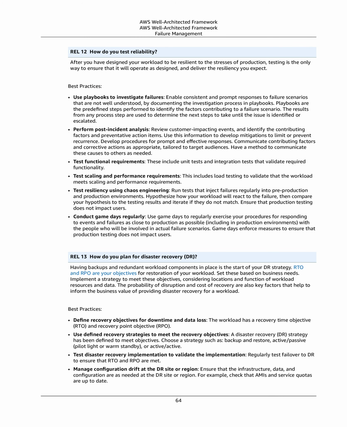Rel 12: How do you test reliability? After you have designed your workload to be resilient to the stresses of production, testing is the only way to ensure that it will operate as designed, and deliver the resiliency you expect. Best practices: use playbooks to investigate failures. Enable consistent and prompt responses to failure scenarios that are not well understood, by documenting the investigation process in playbooks. Playbooks are the predefined steps performed to identify the factors contributing to a failure scenario. The results from any process step are used to determine the next steps to take until the issue is identified or escalated.